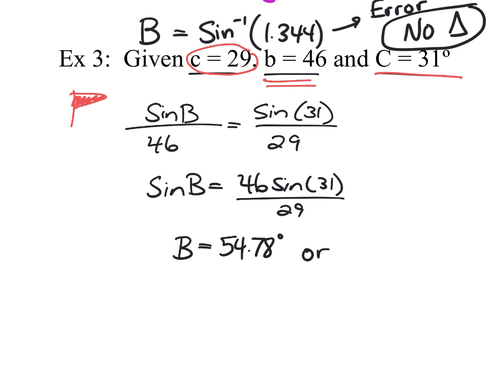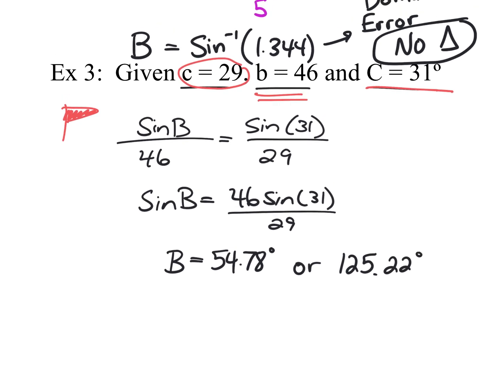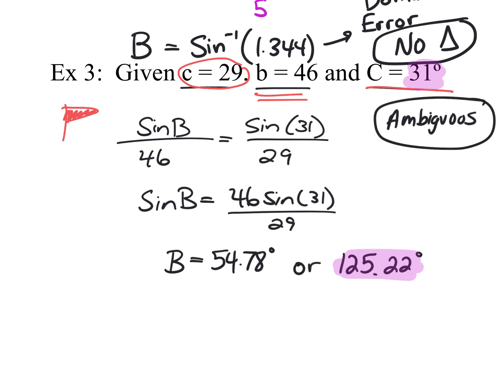Subtract that same value from 180, 125.22 degrees. So now I'm going to just verify that this angle could fit into my triangle. So I have 125 and 31. If I were to add them together, I get 156 and change. That's definitely less than 180. What does that mean? We have the ambiguous case. So we need to solve both triangles.